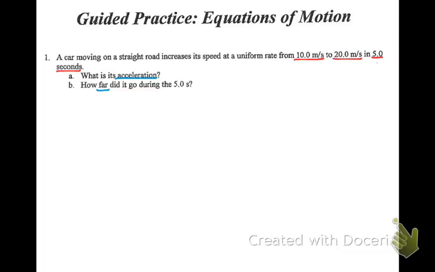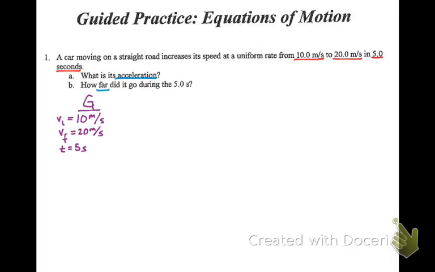So this is actually a 2-part question. This happens quite a bit. So let's first write down our givens. What do we know? Well, if we said that a car is increasing its speed from 10 meters per second to 20 meters per second, that means that we know the initial velocity is 10 meters per second, and we know the final velocity is 20 meters per second. We also know the time is 5 seconds. So those are all of our givens. We know all of that information.